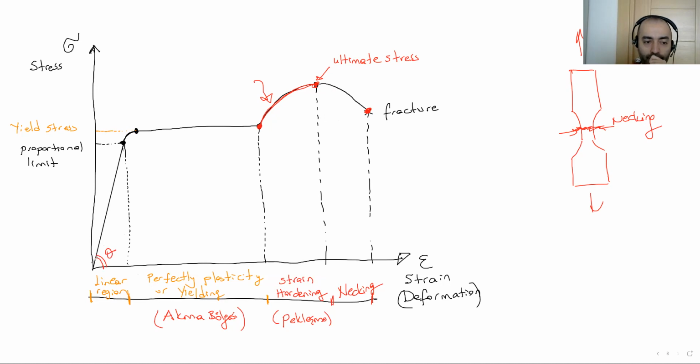The slope of this linear part, we have a linear relationship. Remember, stress and strain has a linear relationship. How can we write this equation? Stress equals E times epsilon. This is Hooke's law.